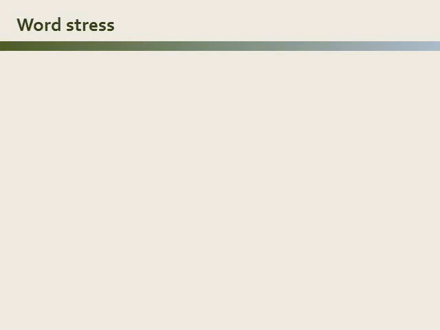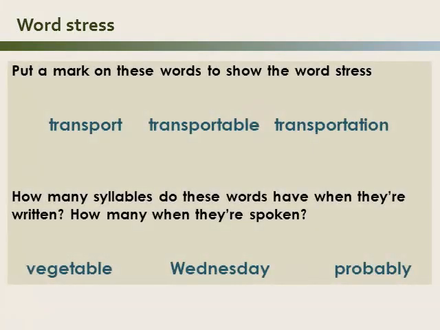Let's have a look at some examples. You have some words in a word family: transport, transportable, transportation. What I'd like you to do is to try and work out which is the stressed syllable in each of these words. Is it the same for each word? And if you're not sure, play around with saying the word. So transport, transport, for example, and see which one sounds right to you.